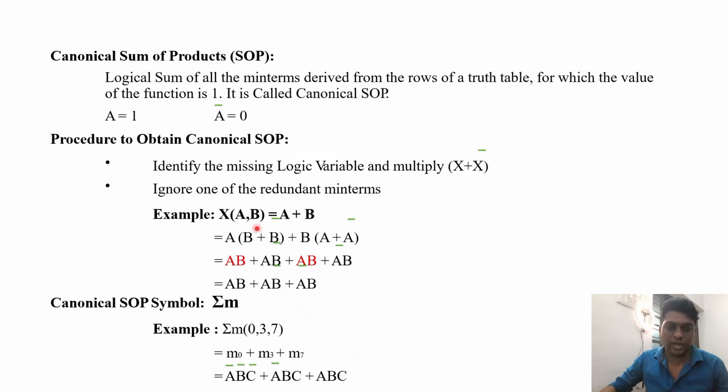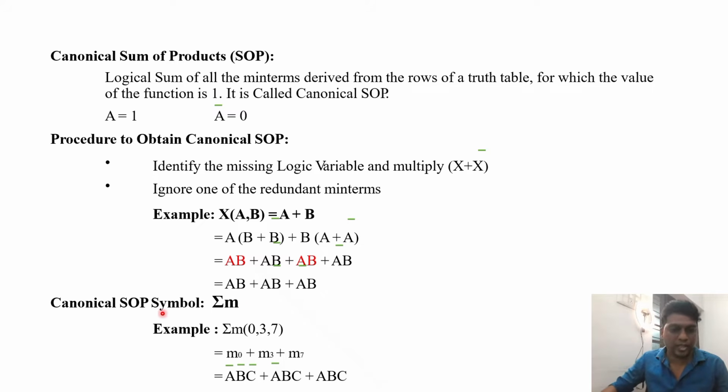A simple example: the function of a, b is equal to a plus b. Here in a, the missing variable is b, so we multiply by b plus b bar. In b, the missing variable is a, so b into a plus a bar. Now when we multiply, the term ab comes two times, so we should represent it only once.